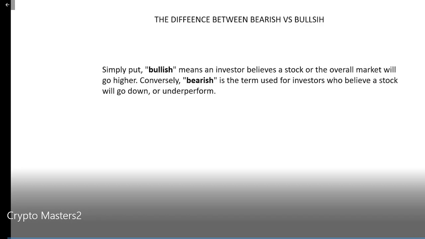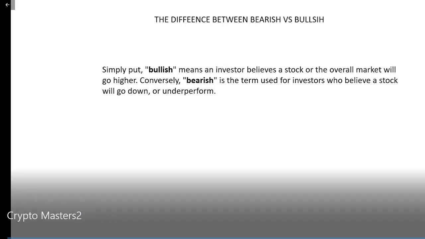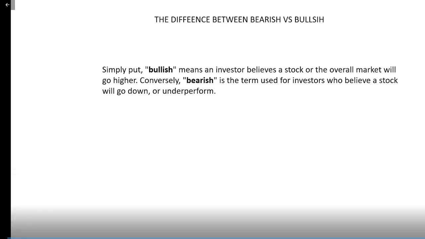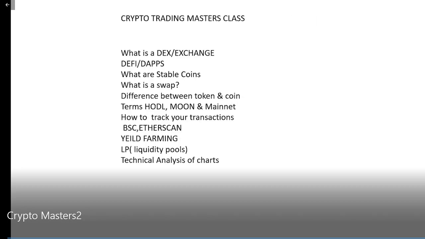So in dealing with cryptocurrency or any type of financial market, you hear the terms bearish or bullish. All right, simply put, bullish means an investor believes a stock or overall market will go higher. Conversely, bearish is the term used for investors who believe a stock will go down or underperform. Okay, so bullish means that belief that the stock will go higher. Bearish means that it will underperform or fall. Okay, the price will fall.